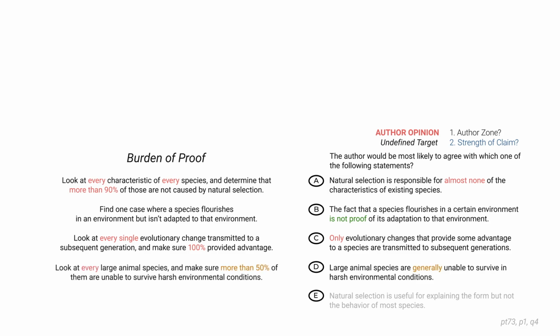D is making a generalization about all large animal species. So we would need to look at all of them, all large animal species, and verify that more than 50% of them are unable to adapt to harsh conditions.